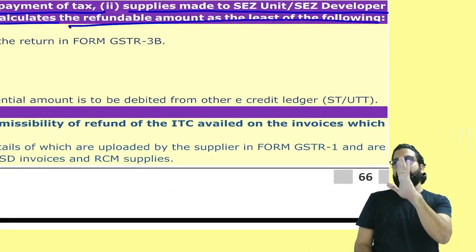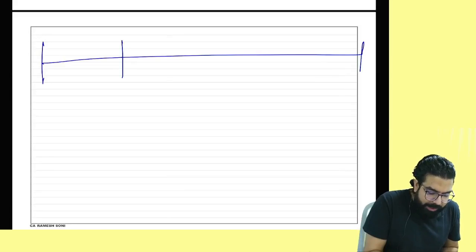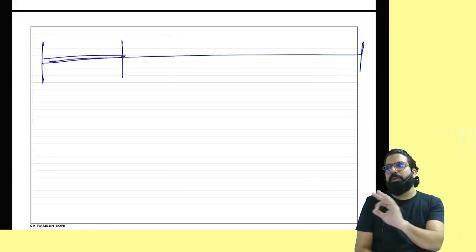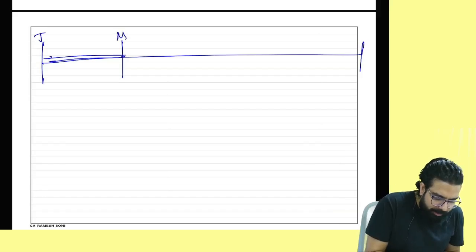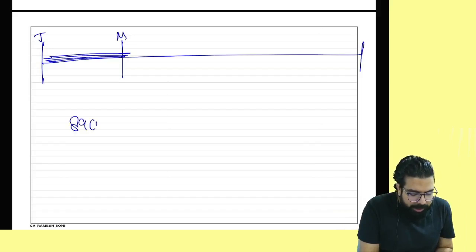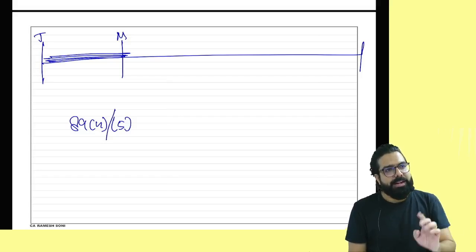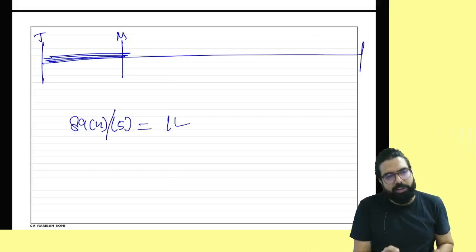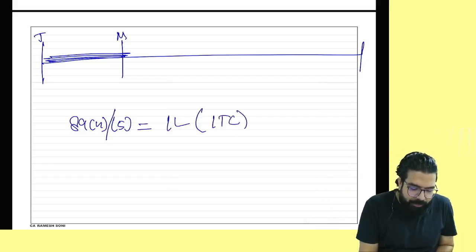Supposing this is the period for which I am asking for a refund, for an example January to March. For this period, I want to claim a refund. As per the formula under 89(4) and 89(5), you know the formula now, supposing this amount is 1 lakh. How much ITC refund should I get?